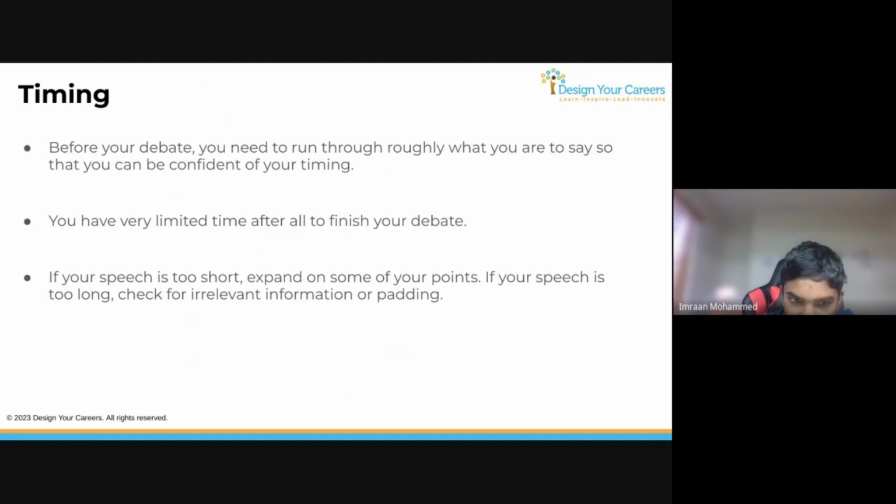So practice is key here. Make sure you practice and that your timing is good. And if your speech is too short, rather than adding more points, what you're going to want to do is expand on your points. And if it's too long, you're going to want to go ahead and eliminate some irrelevant information.